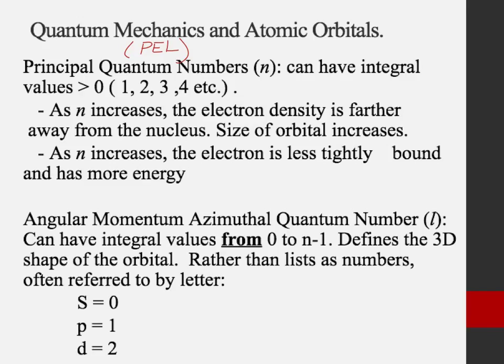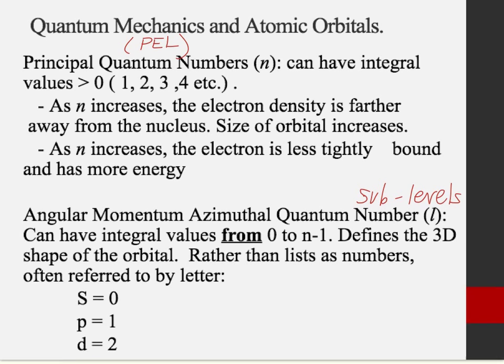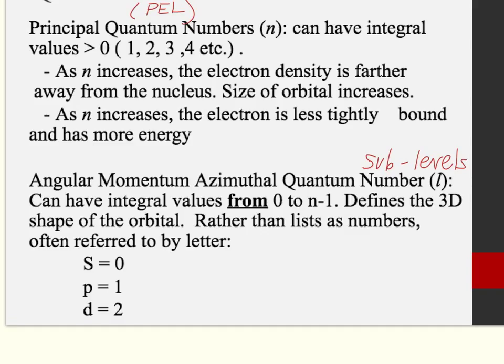Your angular momentum azimuthal quantum number, l, refers to your sublevels and can have integral values from 0 to n minus 1. So these are our sublevels. Rather than listed as numbers, they're often referred to by letter, where S is equal to 0, P is equal to 1, D is equal to 2, and F is equal to 3.